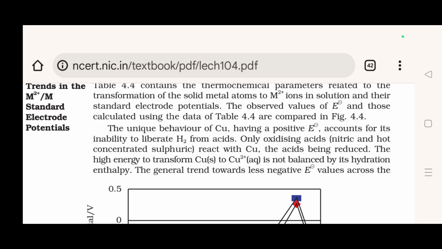The unique behavior of copper, having a positive E0 value, accounts for its inability to liberate H2 from acids. Only oxidizing acids, nitric and hot concentrated sulfuric, react with copper, the acids being reduced. The high energy to transform copper to Cu2+ is not balanced by its hydration enthalpy.